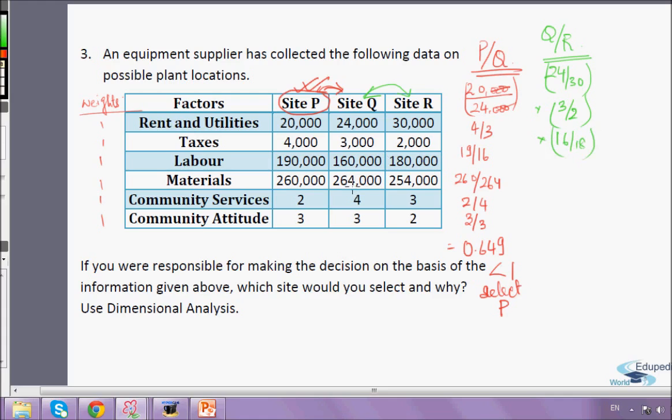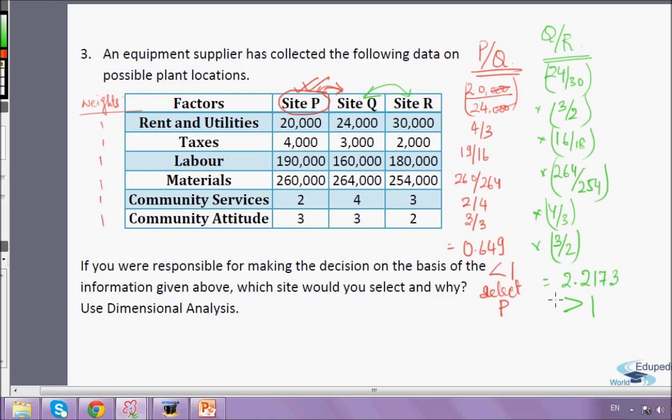The next one would be 264 divided by 254, and then we have 4 by 3, and finally it's 3 by 2. And when we calculate the product of all of these 6 ratios, the value which we get is 2.2173, and this time it's greater than 1.